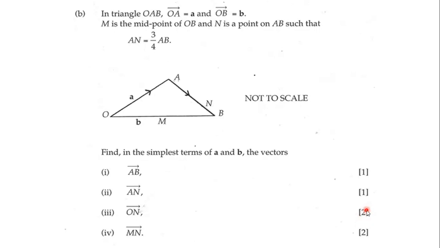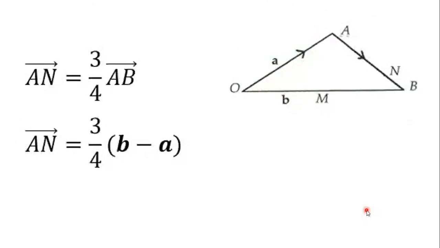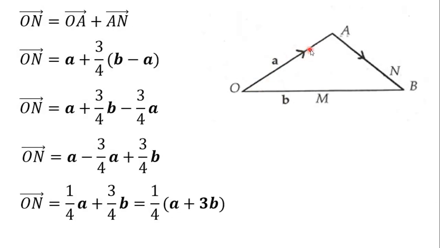Now this is 2 marks, so it's going to be a little more involved. So let's get ready for that. Okay, let us consider ON. Now, ON means that we're going to start at O and we're going to end at N, the point N.